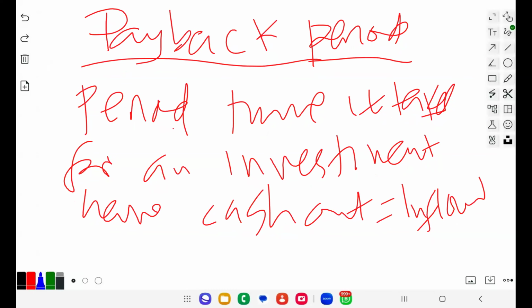And the investment option which has a shorter payback period is always desired. We mean that one which is able to pay you back your money as quickly as possible. It is what is usually desired.